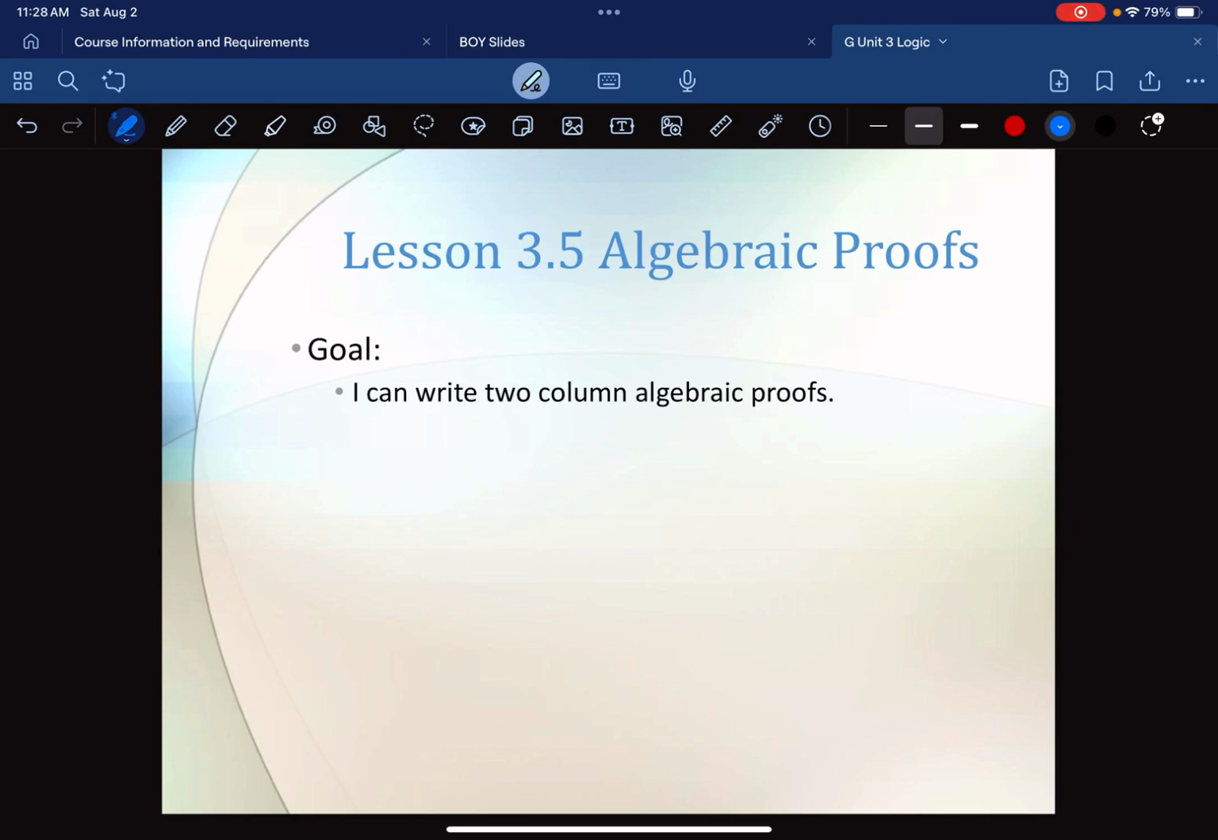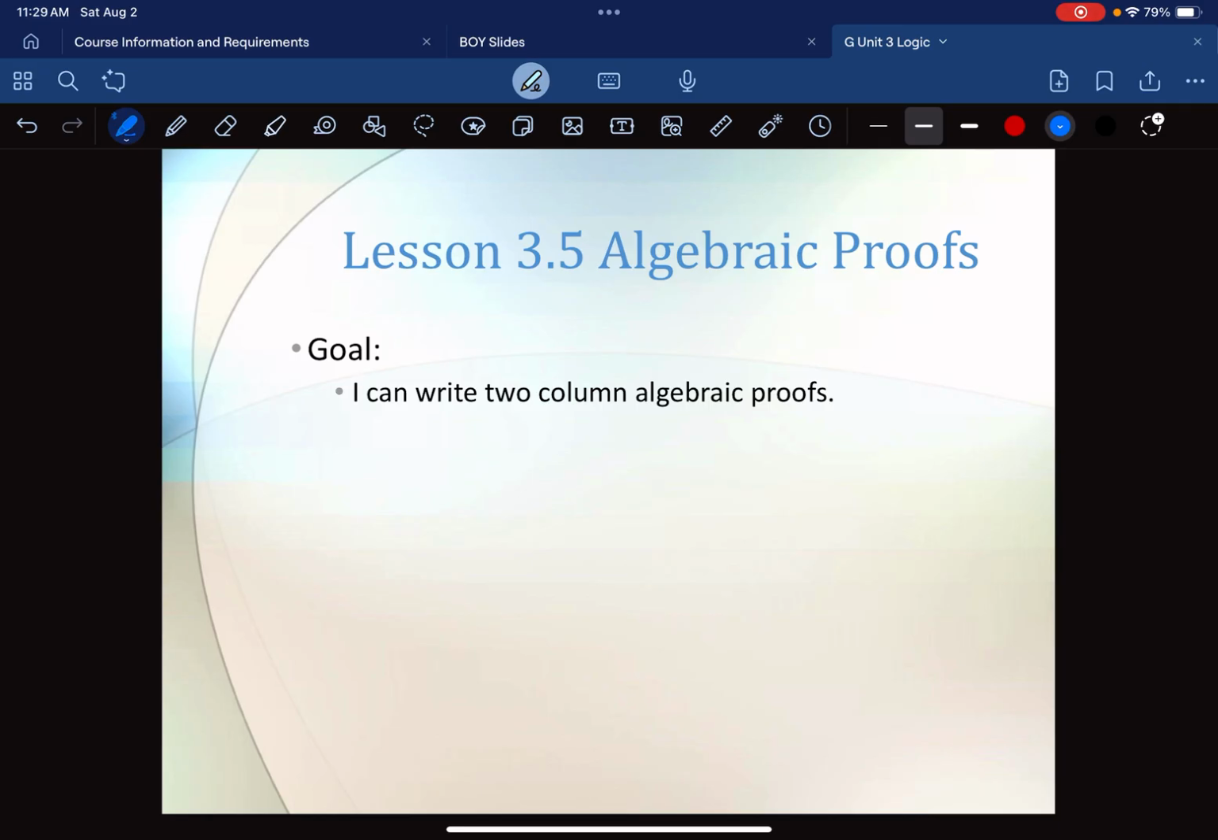All right, this is lesson 3.5 called Algebraic Proofs. And one of the big fears students have in geometry is proofs. They're just difficult to do. And so what we try and do is show you something you're familiar with doing to try and help you with the structure of a proof. And so that's why we're doing algebraic proofs here. We're really just going to solve some equations.